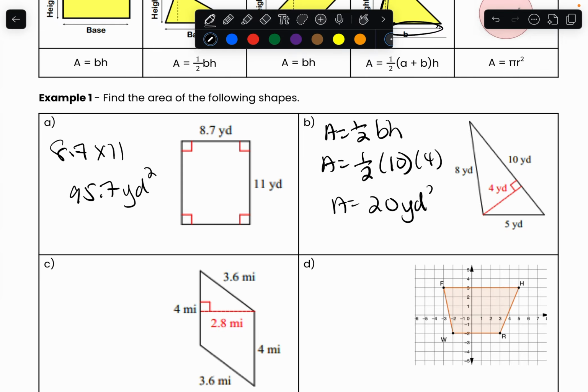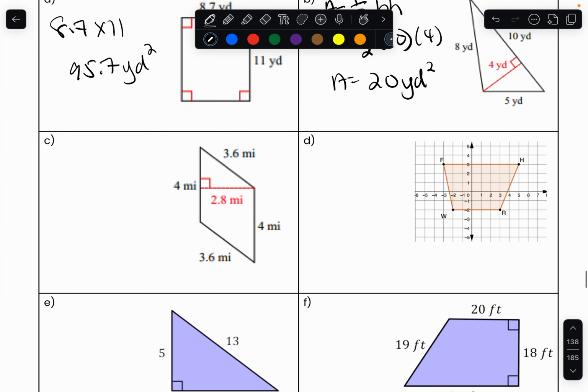Okay, next shape this time is going to be a parallelogram. So let's do base times height. Well, my base is here and my height is here. Now let's go ahead and do this. So we do 4 times 2.8. If you go ahead and do this, 4 times 2.8, this will give you 11.2. And since we're measuring in miles, we're going to do mi squared.